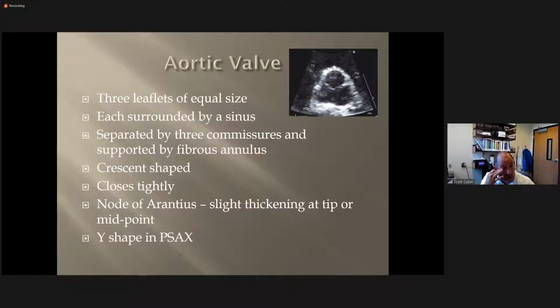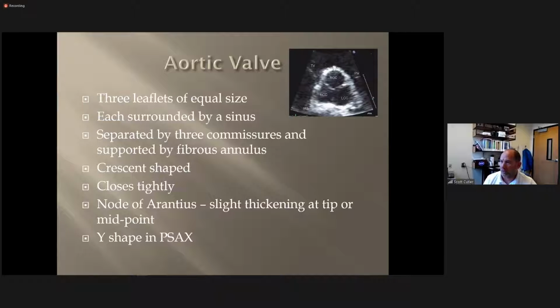Each of these leaflets is surrounded by a sinus. So the aorta in short axis at the sinuses of Valsalva is not a round structure. It's kind of a cloverleaf shape, with an inverted Mercedes-Benz sign, or like a peace sign. And that's what the normal should look like. People don't usually pay too much attention to this, but I just want to point it out since we're here.